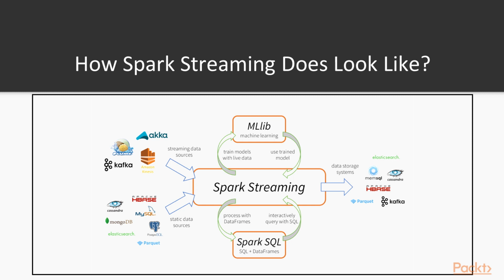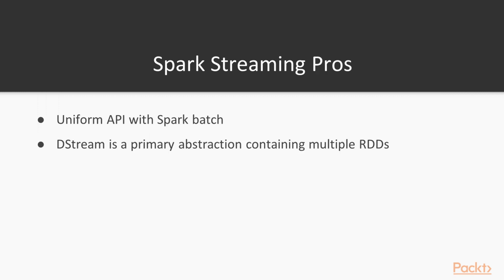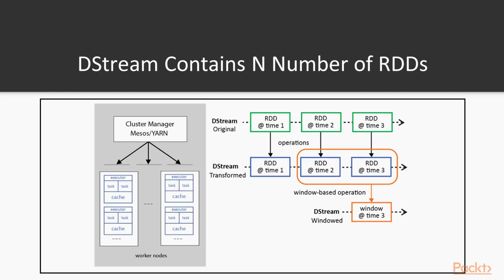At the end of a job that processes a stream, we have some results. That result could be published to Kafka for further chaining of other stream processing parts, or we can save results to Cassandra, Parquet or HDFS for further static access. The pros of Spark Streaming are that it has a uniform API with Spark Batch that we used two sections ago, and also the DStream is the primary abstraction containing multiple RDDs. RDD is a known API for us now, and we can use it from the DStream. So a DStream contains a number of RDDs.